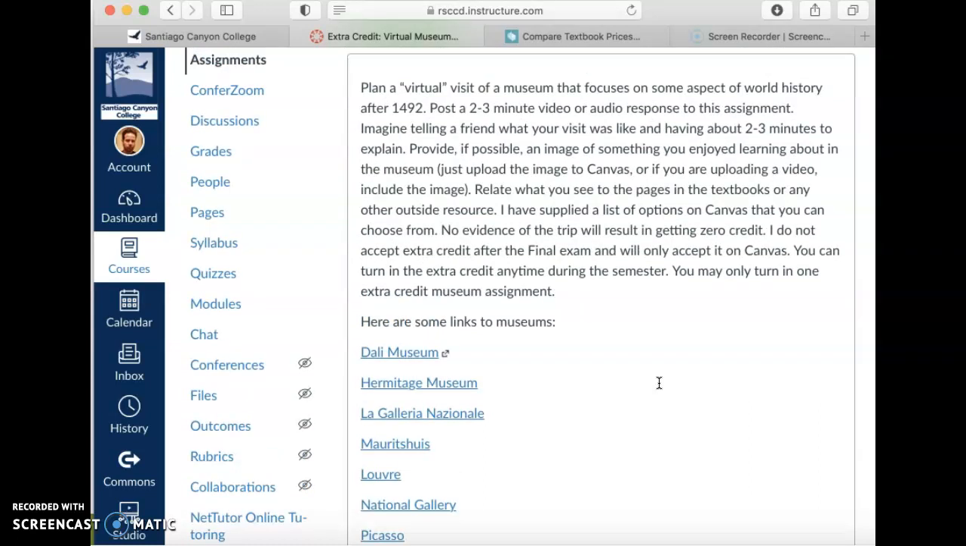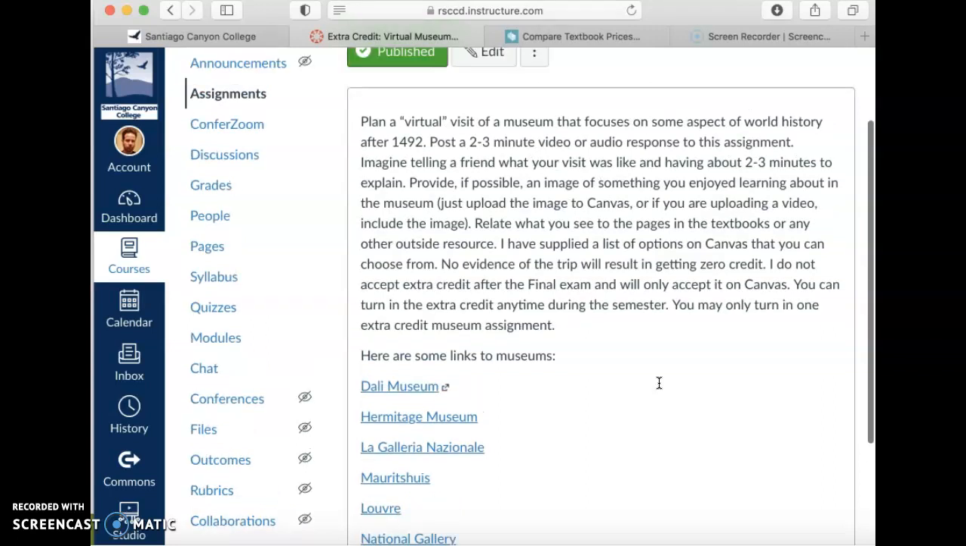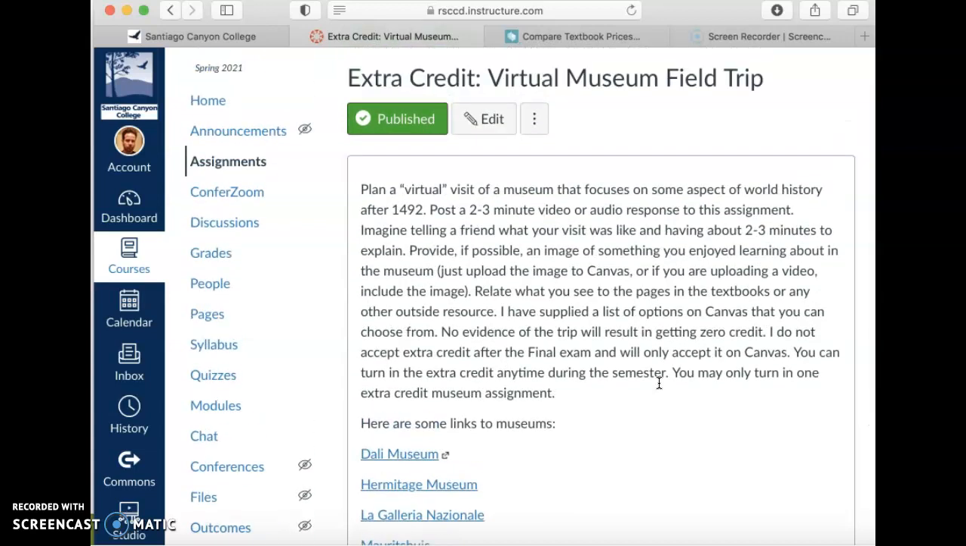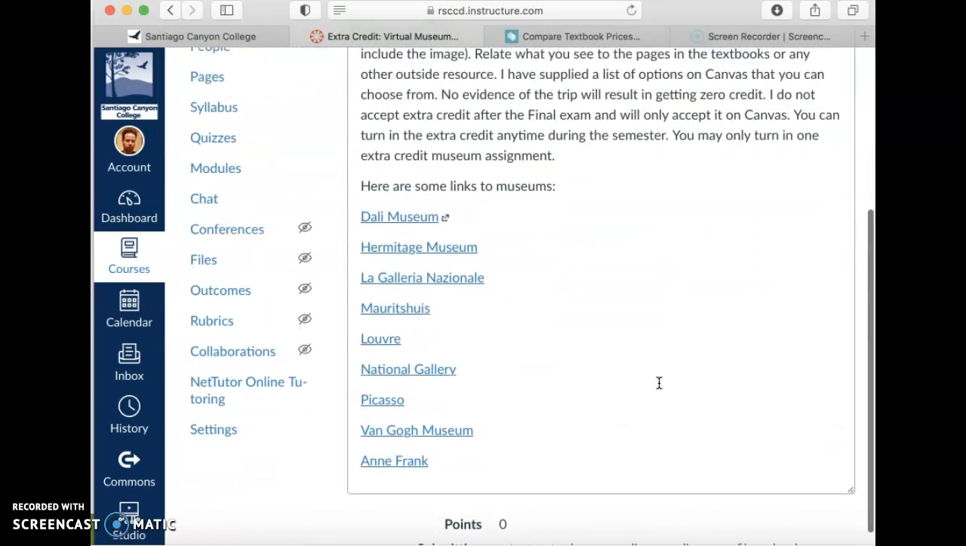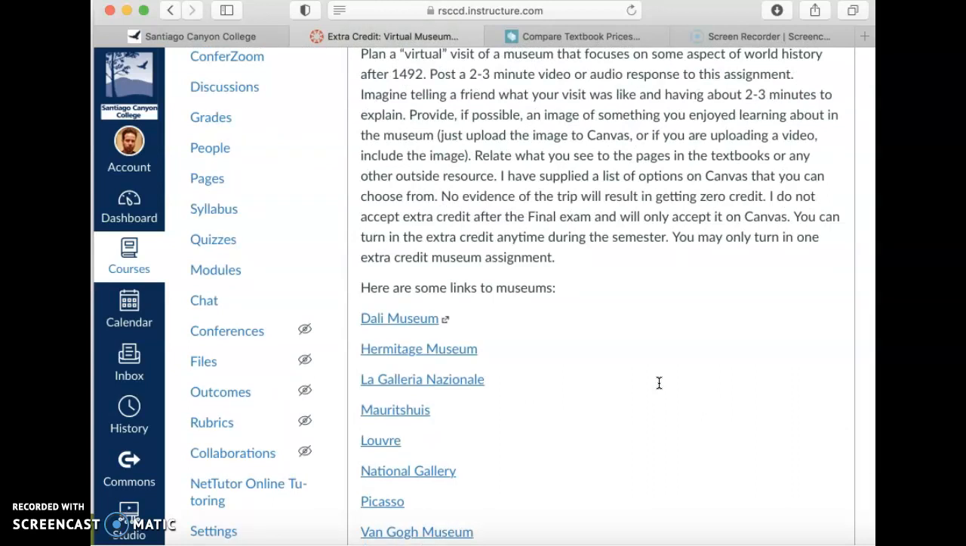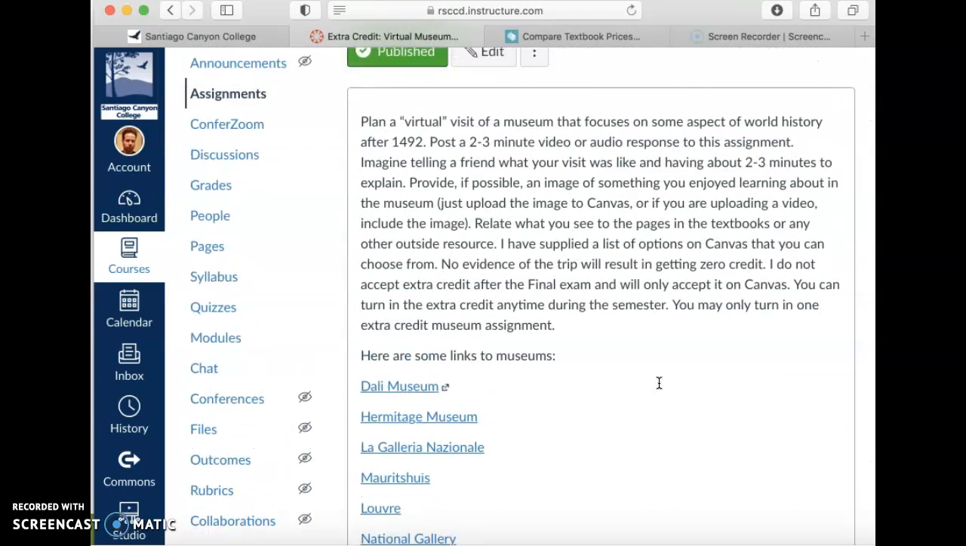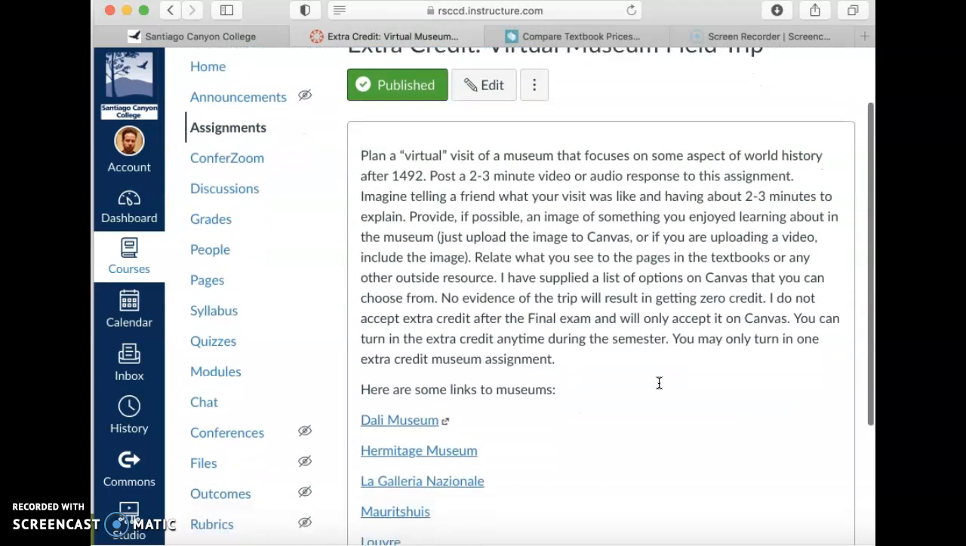Maybe post a picture from the trip, a screenshot or something. But imagine you're actually going to a museum. I mean, technically you are virtually, but you're going to a museum, and then you're talking about it, like you just came back from the trip. And the fact that it's video or audio means there's less that you have to sit down and type out. This is worth 10 points, so it is very generous.